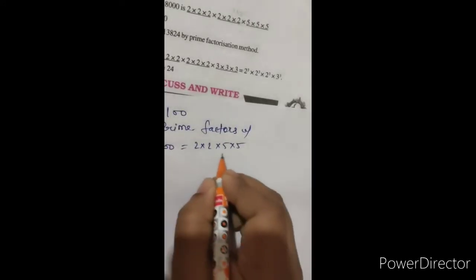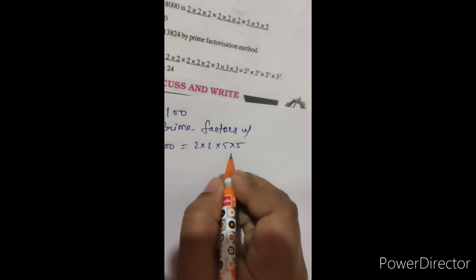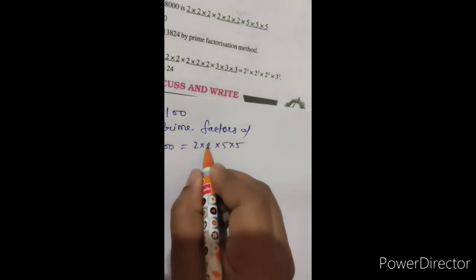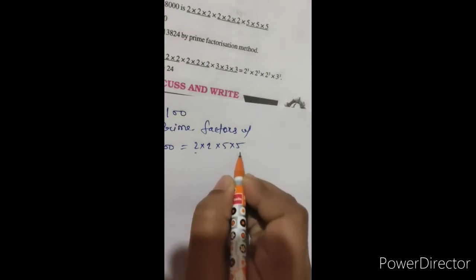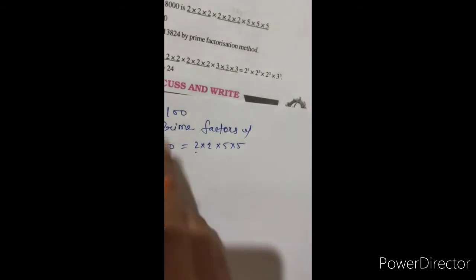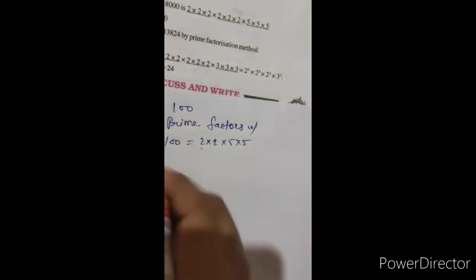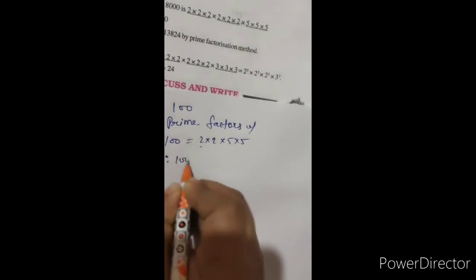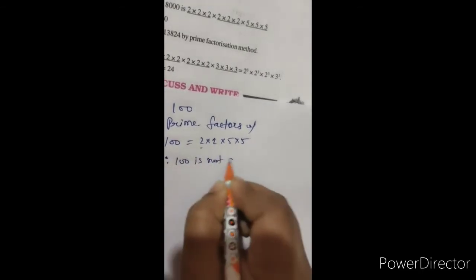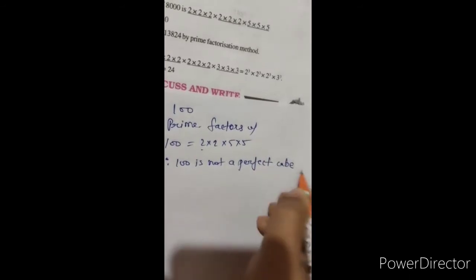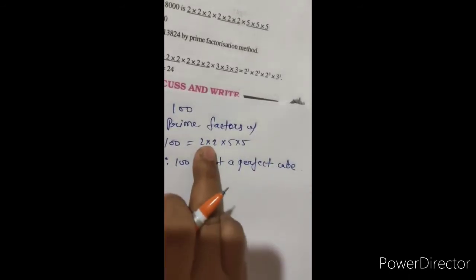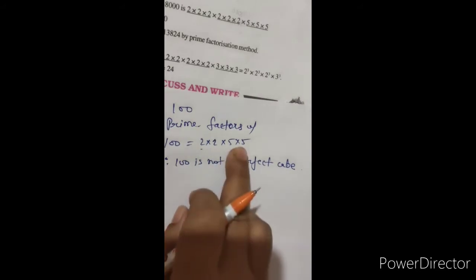2 into 2 into 5 into 5. Now you have to make a pair of 3, but we can see that 2 and 5 don't make a pair of 3. So we can say that 100 is not a perfect cube. Therefore 100 is not a perfect cube. Why? Because it doesn't form a group of 3.